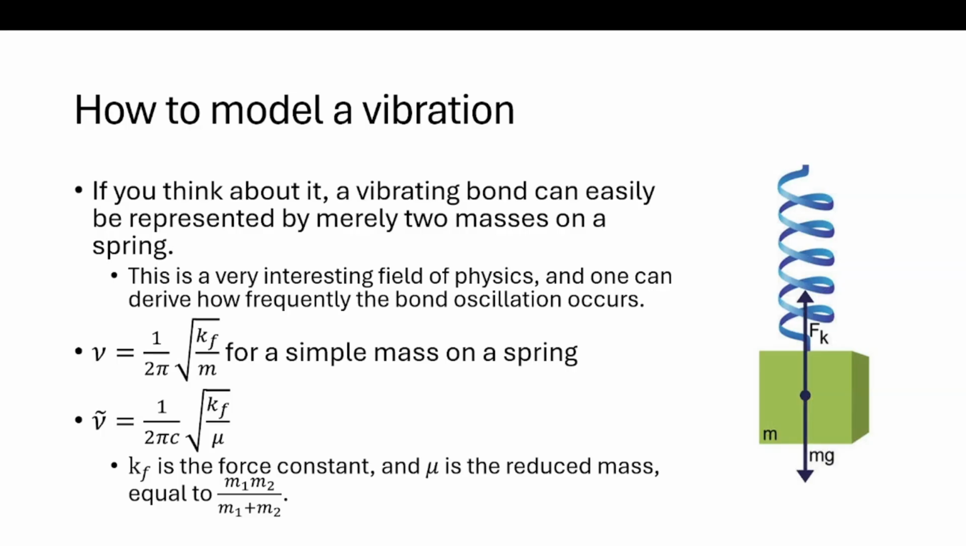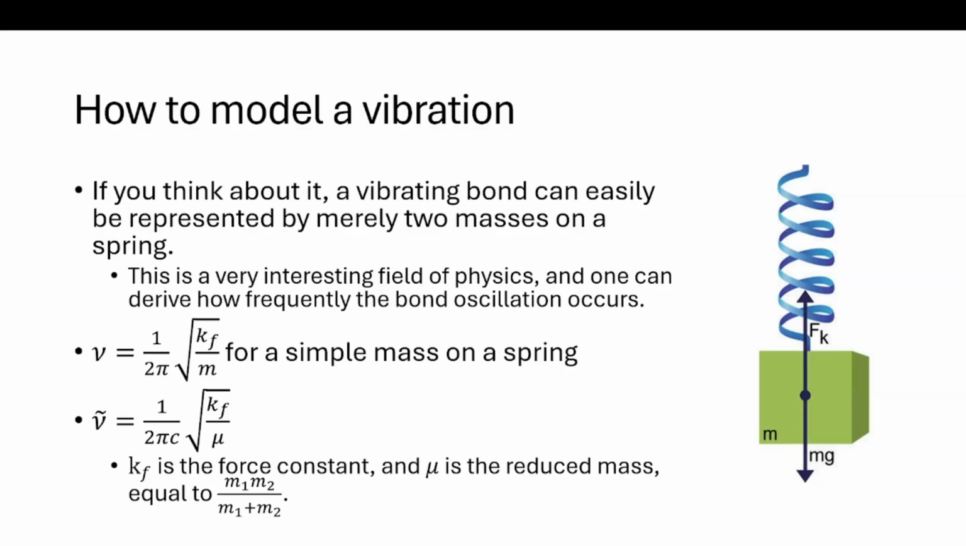Now, for a bond that has two atoms, right? You have one atom on one side and another on another side. What we can do is figure out at which wave number the molecule or the bond actually absorbs these frequencies. And we can see, using the fact that the wave number is equal to the frequency over the speed of light, the wave number is equal to 1 over 2 pi c times the square root of the force constant over something known as the reduced mass.